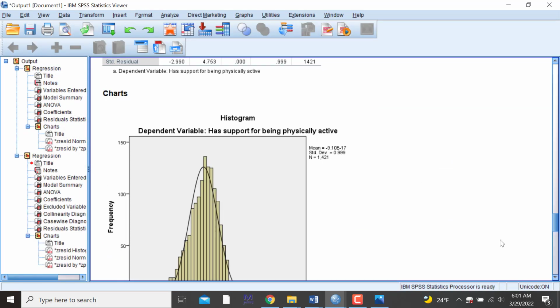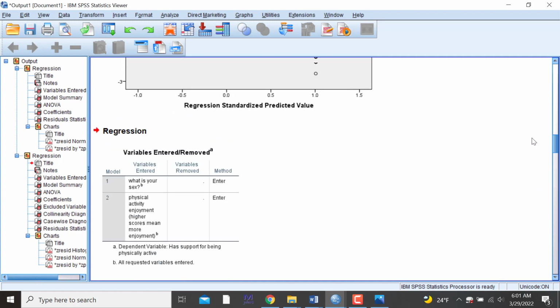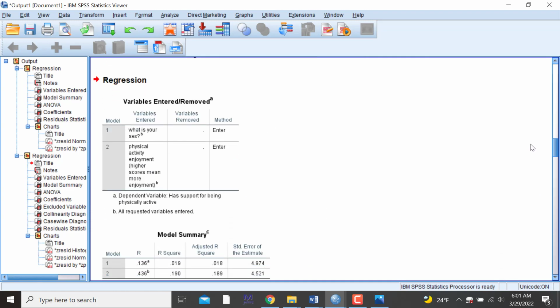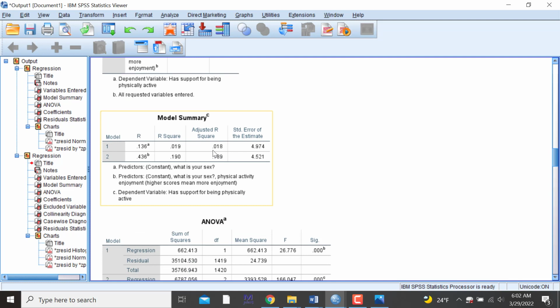All right, let's do, ooh, look at this. Things look different now. All right. Okay, here we are. So now we have two models. One has sex by itself, and the other one has sex and physical activity enjoyment in it. Dependent variable remains the same. Notice how this model summary table now includes two values, right? Two models. Model 1 accounted for 1.9% of the variation. This new model accounts for 19% of the variation, so we did a better job.